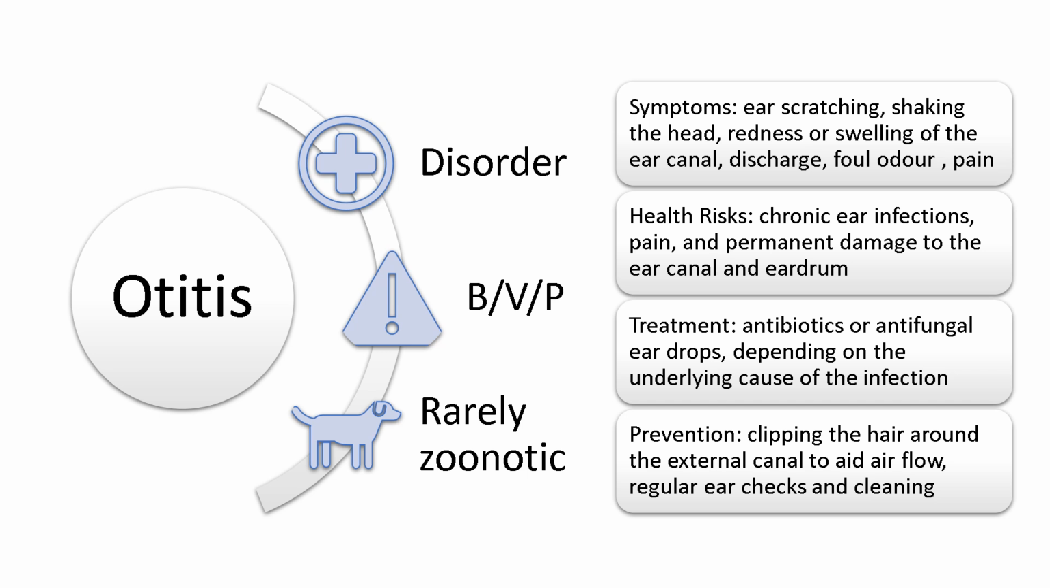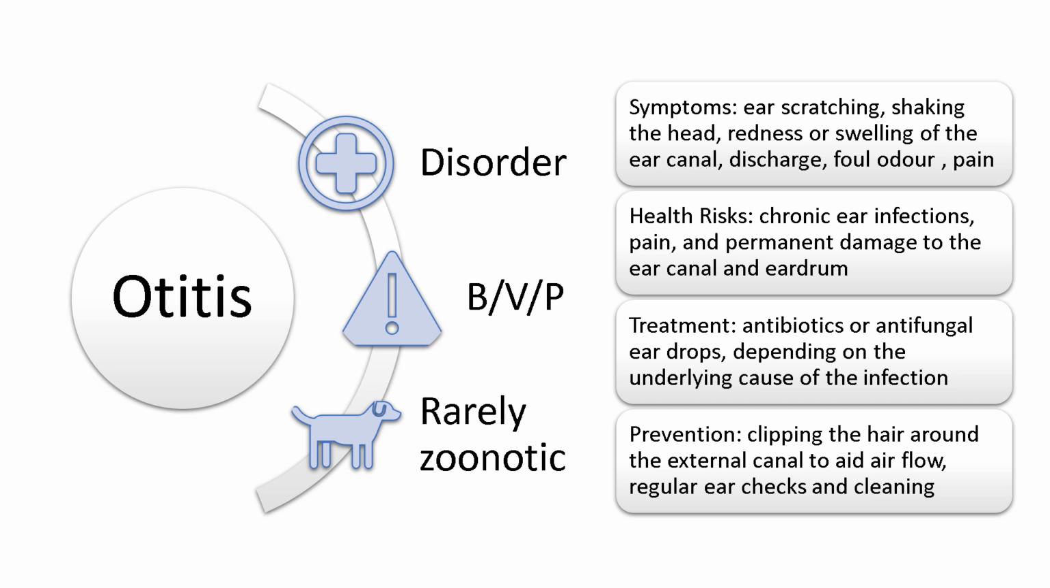To prevent otitis, clipping the hair around the external canal can aid airflow, and regular ear checks can help as well. Cleaning with appropriate products to help remove excess wax and debris around the outside of the ear canal can help, but only if necessary. If the ear looks clean, it should be left alone. Keeping the ears dry and avoiding moisture accumulation is important, and for dogs prone to allergies, managing their allergies may help prevent otitis from developing.